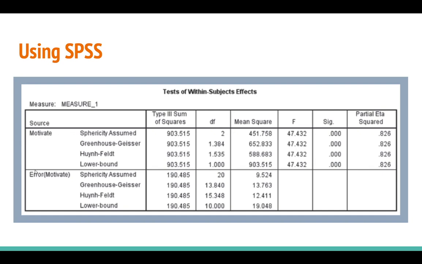This is your factor level, and here's your error. Use the sphericity assumed row. So you see your degrees of freedom here are 2. Down here it's 20. Here's your F, 47.43. Significance, that's your P. And here's your partial eta squared. So you would say that F(2, 20) equals 47.43, significance, P is less than 0.001, partial eta squared is 0.83, which is large.